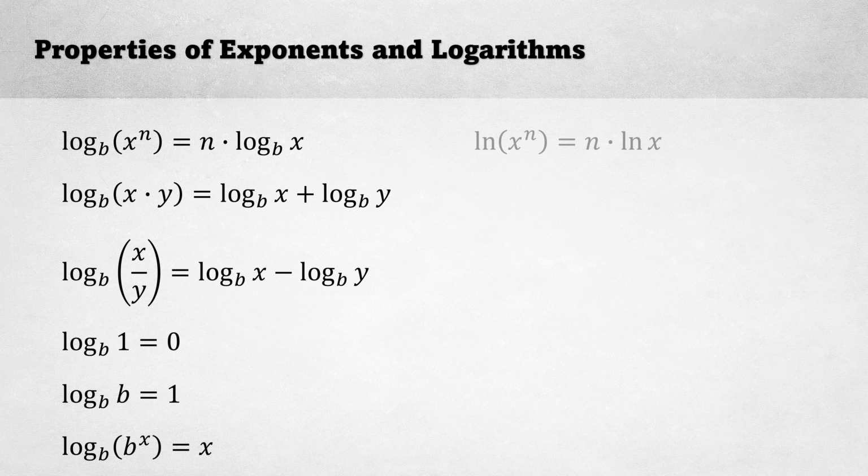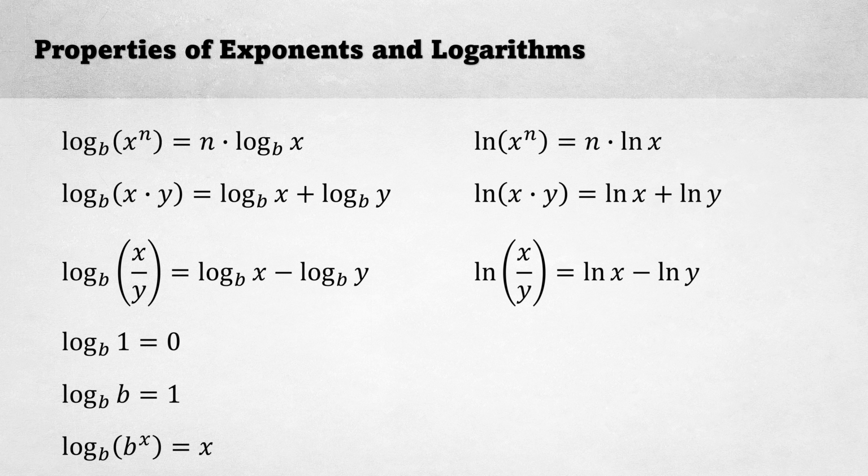So the power rule of logs can be modified to natural log of x to the n equals n times natural log of x. The product rule of logs can be modified to natural log of xy equals natural log of x plus natural log of y. The quotient rule of logs can be modified to natural log of x divided by y equals natural log of x minus natural log of y.